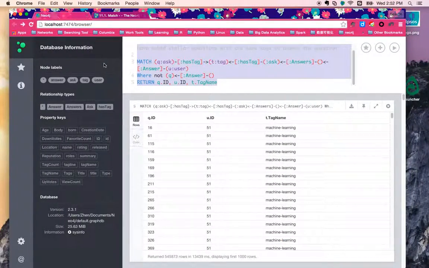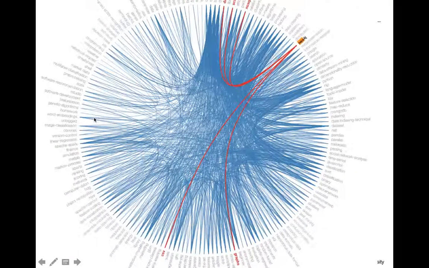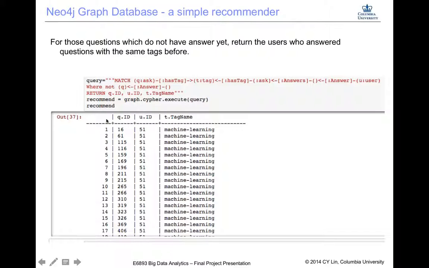Also, as a next step, we can use our database to conduct a simple recommender. Here is an example where I find the questions that do not have answers yet, and we can recommend those users who have answered similar questions with the same tags as the questions we have to answer these questions.